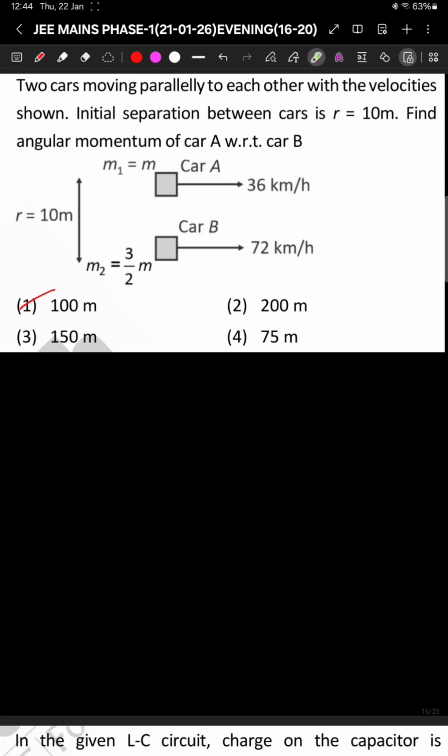So in rotatory motion, we are asked to find angular momentum. You are asked to find angular momentum of car A with respect to B. Angular momentum formula: momentum of A with respect to B into perpendicular distance.